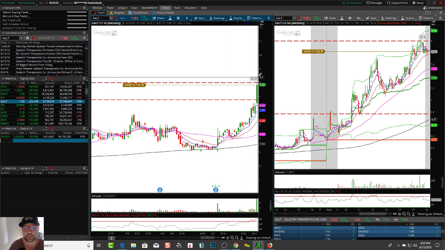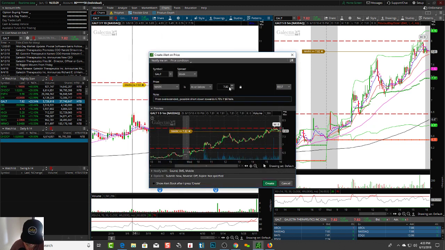Now, if it breaks $8 and holds, then it could still go above $8, but be careful.